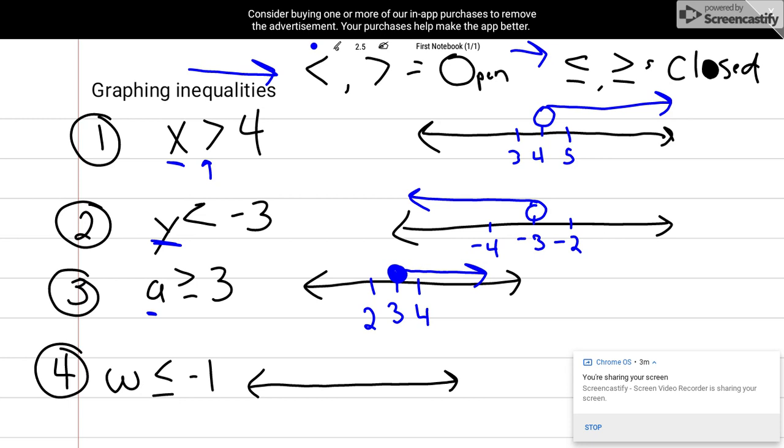And our last one down here, number 4, we have w is less than or equal to -1. So here's -1, -2, and 0. I know this is going to be a closed circle on -1. And because that variable is on the left side, the arrow is pointing to the left. So then my arrow will point to the left.